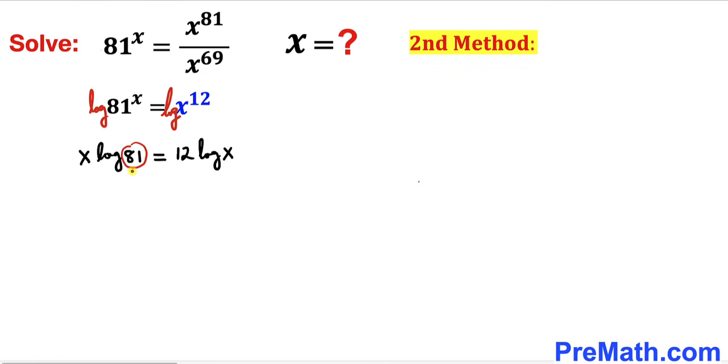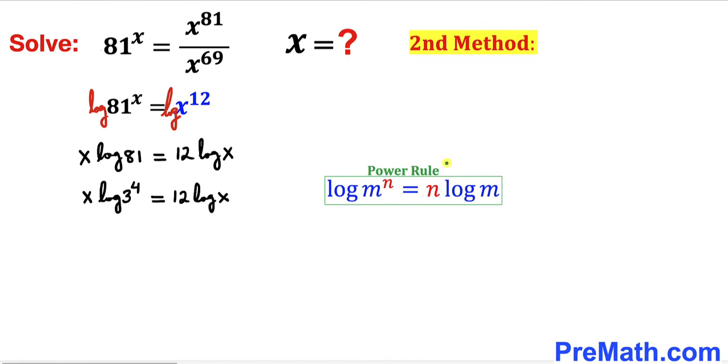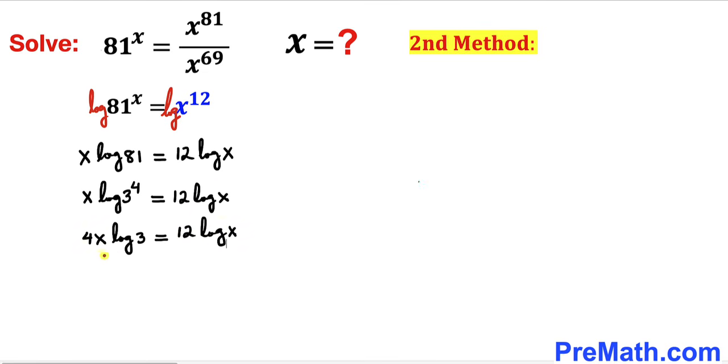We can see 81, we could tweak this one as 3 to the power 4. So therefore this could be written as x times log of 3 to the power 4 is going to be equal to 12 times log of x. And once again we are going to be using this logarithmic power rule on the left hand side, and I'm going to drag this exponent 4 all the way to the very front. So therefore this could be written as 4 times x times log of 3 equals 12 times log of x. And now I'm going to divide both sides by 4.